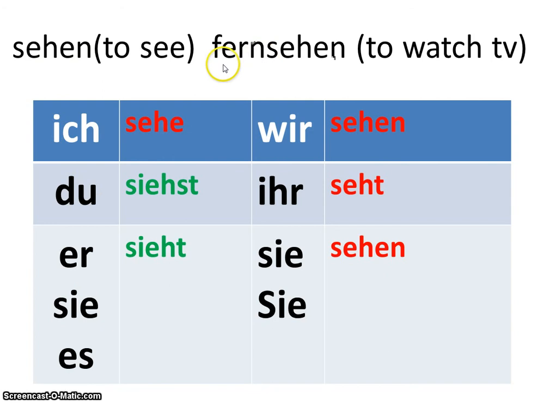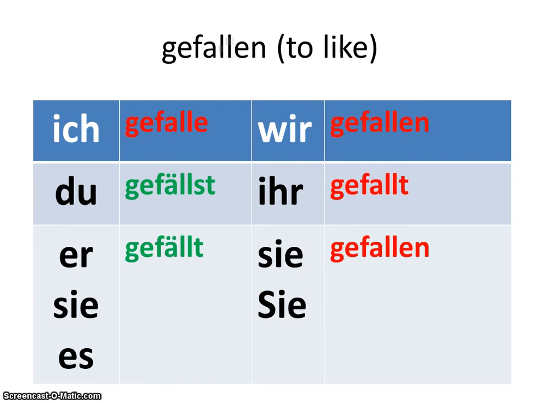Sehen, you can also use Fernsehen, so the sehen part will follow that particular stem vowel change, as follows. Ich sehe, du siehst, sie es sieht, wir sehen, ihr seht, sie sehen. And the last one to conjugate is gefallen, to like. Ich gefalle, du gefällst, es gefällt, wir gefallen, ihr gefallt, sie gefallen. So stem vowel change here.